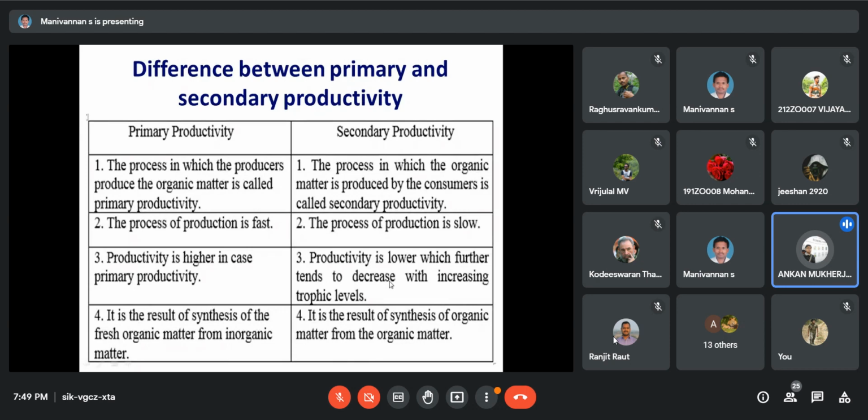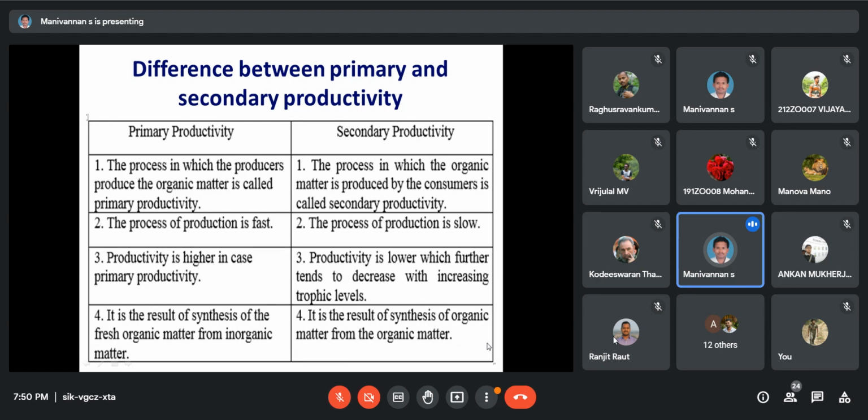What is secondary productivity? The synthesis of organic matter from organic matter. Primary productivity means inorganic matter converted into organic matter, but secondary productivity means organic matter converted into organic matter. That is the difference between primary productivity and secondary productivity. The third one is called community productivity. First is gross primary productivity, second is secondary productivity, and the third is community productivity.